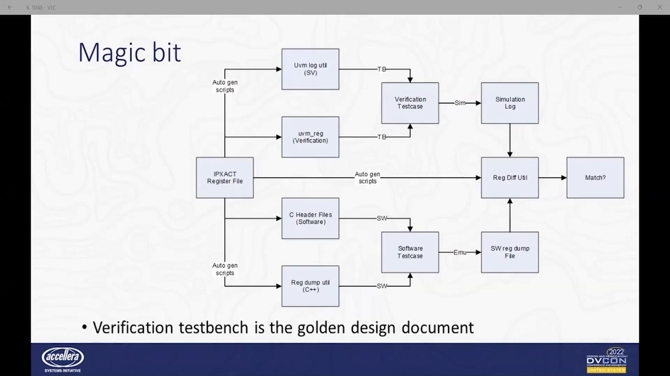The script itself is nothing fancy. I believe each company has their flow to generate C++ header files, the RTL files of the register blocks, and the UVM register files from the IP-XACT register definitions. It is just some tedious work to make them all line up with each other and report mismatches.